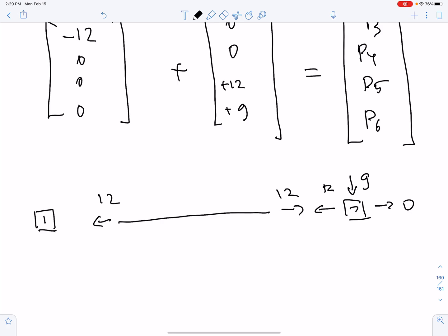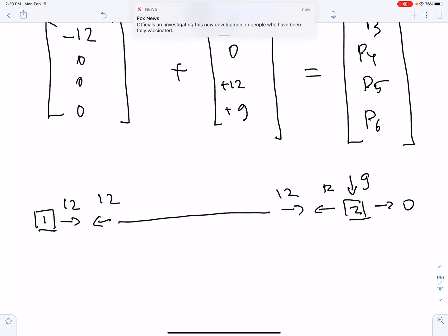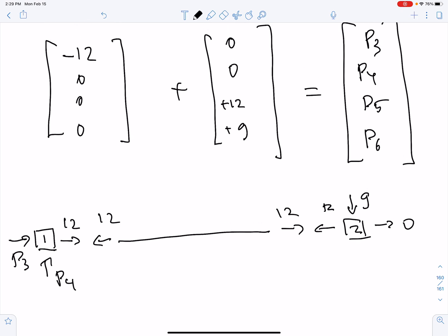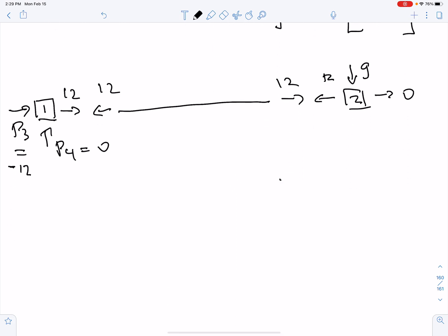Okay? You have equal and opposite acting on the element of 12, right? And then you have some P3 here and P4, right? Support reactions. Okay? That from the above analysis says that P3 equals minus 12, right? And P4 equals 0. And here you have a constant state of tension, right, where that equals 12.